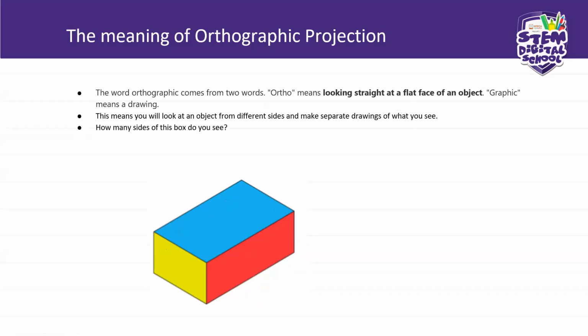Ortho means looking straight at a flat face of an object. Graphic means a drawing. So orthographic projection means that although this object is standing in front of us at an angle, when we draw it, we turn the face around so that it faces the reader, just like we do when we start drawing the oblique view. Now, let us see how many faces we see on this one.